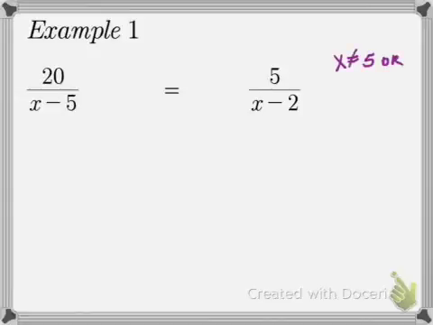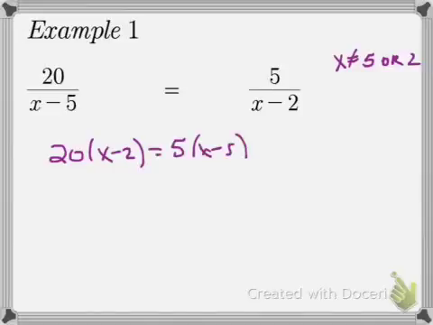5 or positive 2. Alright, so now we're going to go ahead and get started with this problem. What you're going to want to do is cross multiply the top of the first fraction and the bottom of the second fraction. So you're just going to cross multiply 20 times x minus 2 and 5 times x minus 5. So that's going to give us 20 times x minus 2 equals 5 times x minus 5. If I work this out a little bit further, that would give me 20x minus 40 equals 5x minus 25.